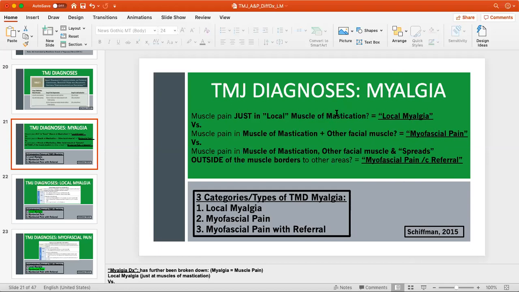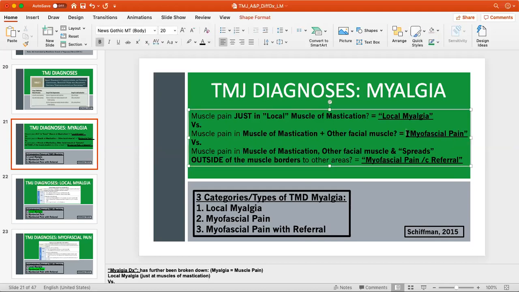You're not gonna find referred pain, things like that. Versus a myofascial pain: myalgia means muscle, fascial just refers to face. So this type of pain is kind of in the middle on this continuum, where you have pain in a muscle of mastication. It's in the category of TMD, so we know probably something around that joint is affected, one of those muscles of mastication. But you also have this other facial muscle that presents with pain or is affected as well.